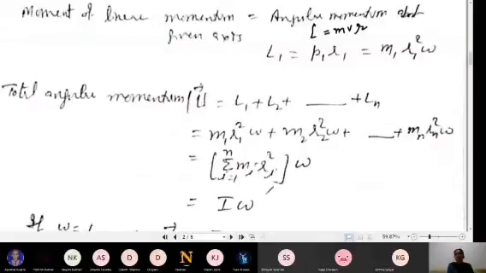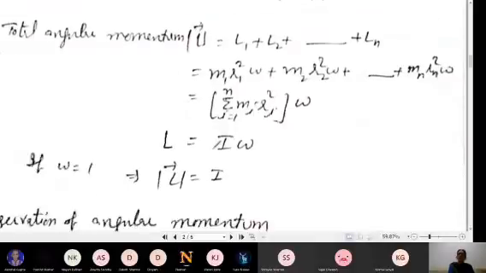So I am getting summation mi ri square into omega. This summation mi ri square equals the moment of inertia. So I get L magnitude, of course taking the maximum value of L, equals I omega. Once you get this relation, again you can define moment of inertia in terms of angular momentum. If I take the angular velocity as 1 unit, then L equals I. Or I can say moment of inertia equals the angular momentum produced when the angular velocity is unity.